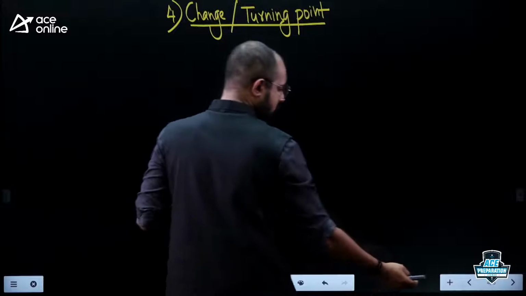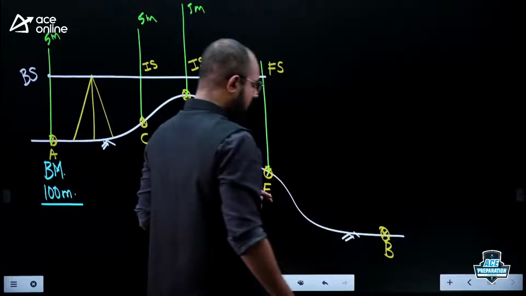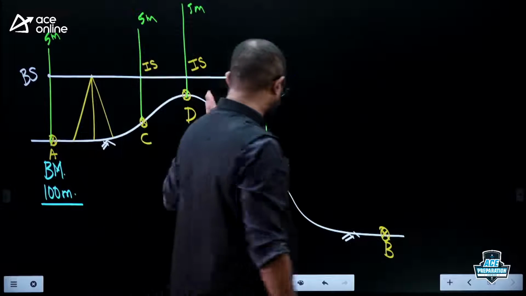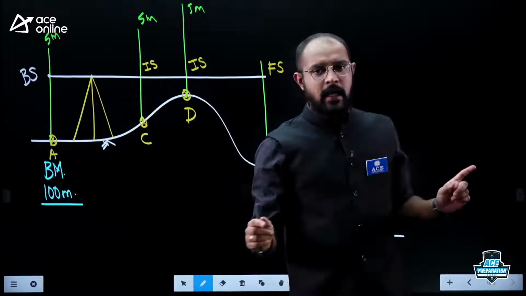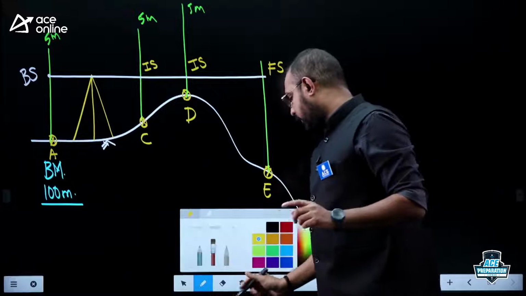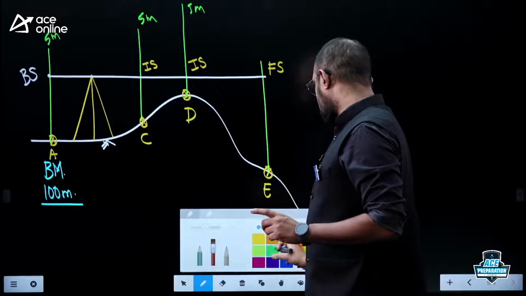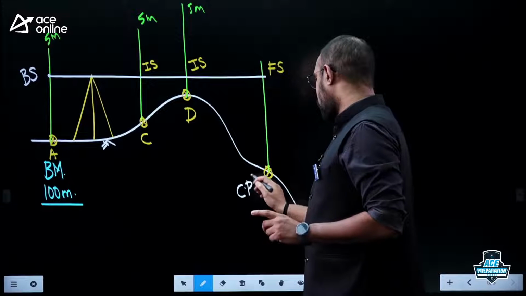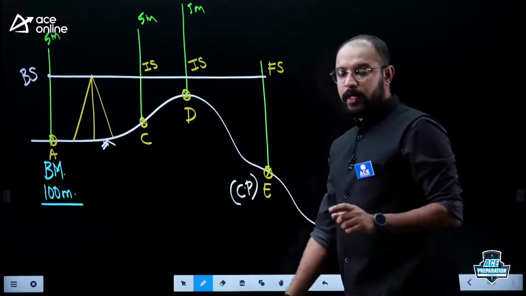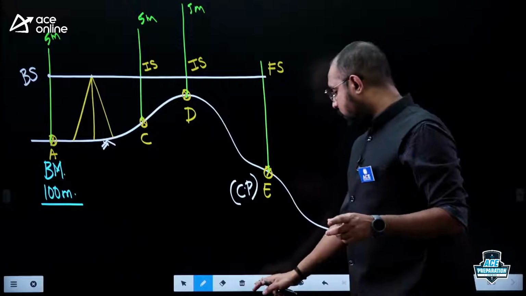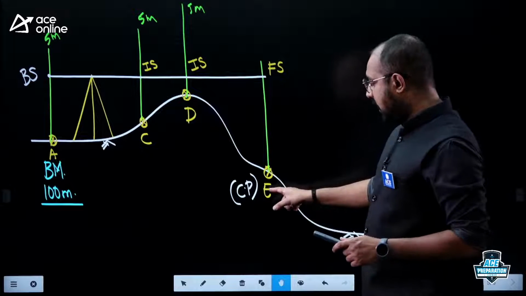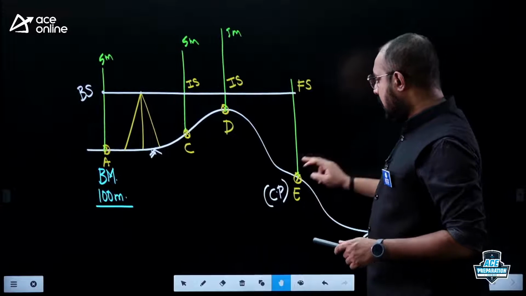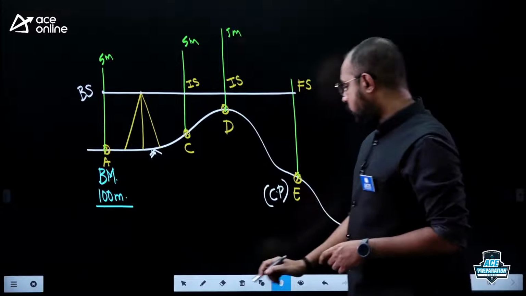So tell me, what is this particular change point or turning point? In this figure, can you tell me who that point is? Is it A, is it C, is it D, is it E? That point is nothing but E here. So what is this point E known as? I should call E the change point, CP, or I can even call it the turning point, TP. Why? Because it is with respect to this particular staff station that I am going to shift my instrument.